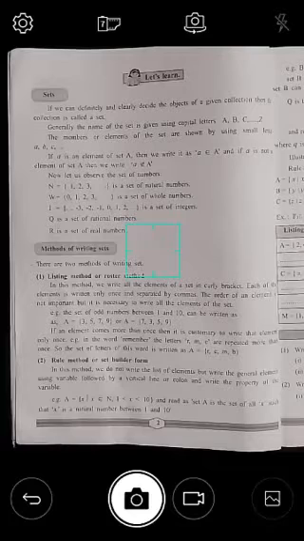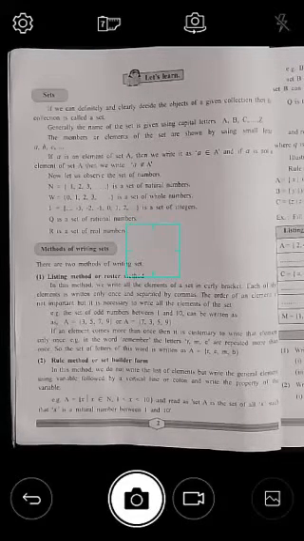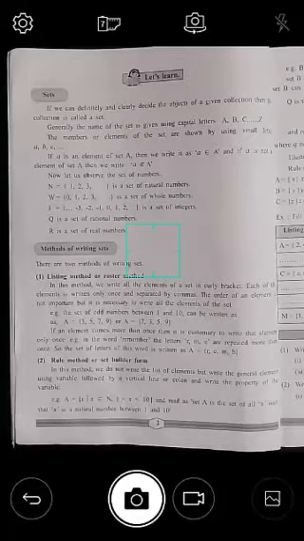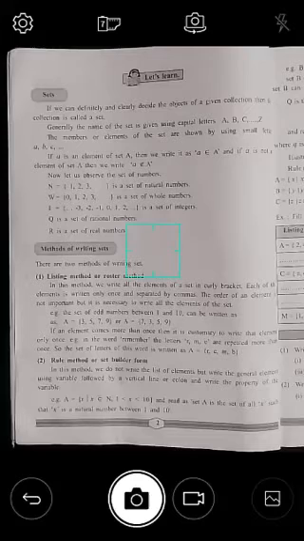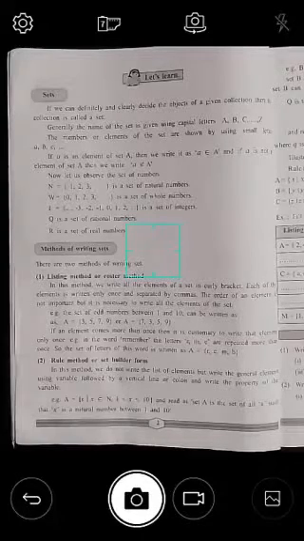In mathematics, a set is defined as a collection of well-defined and distinct objects. So if we are able to definitely and clearly decide the objects of a given collection, then we call it a set. A set is denoted by the letters of the alphabet, that is capital A, capital B, capital C. It should be in capital letters, and the members or the elements of the set are represented by small a, small b, small c, that is in lower case.